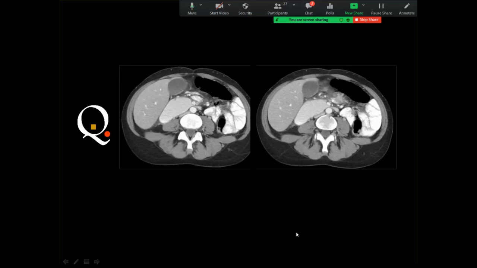This case is a patient with obstructive changes in the bowel with progressive vomiting, and nothing stays in his stomach. And this is some of the sections obtained after oral administration of contrast material as well as intravenous contrast injection.